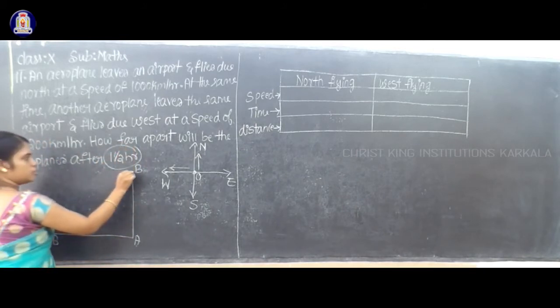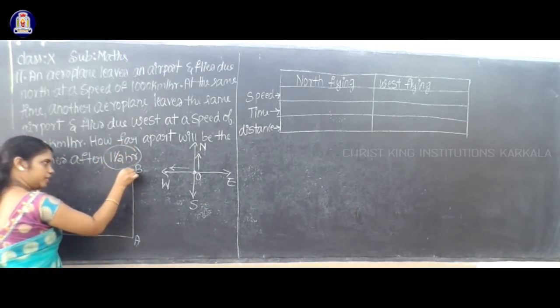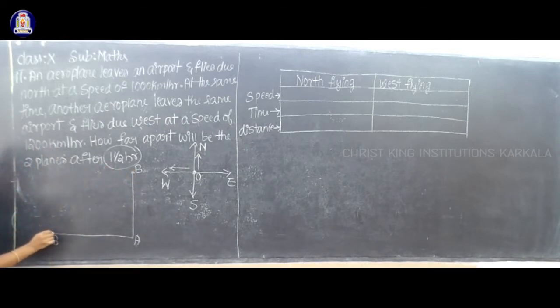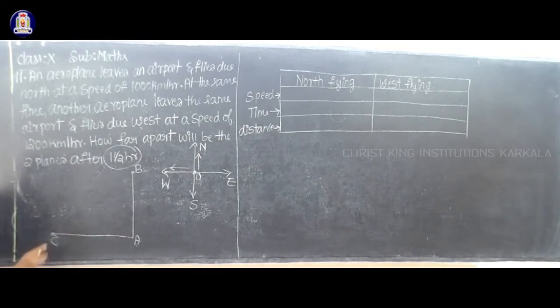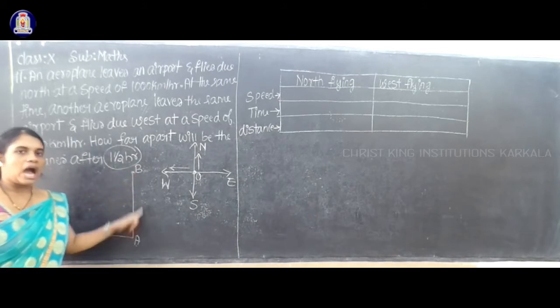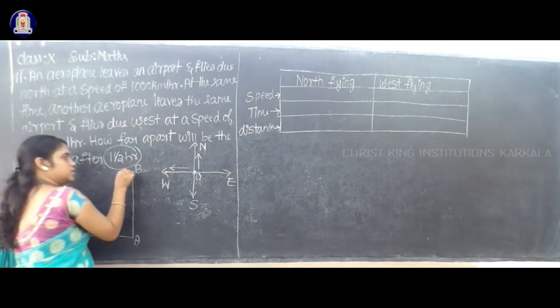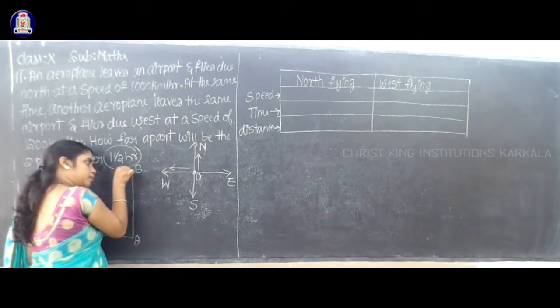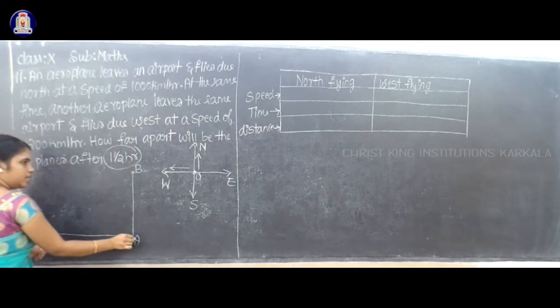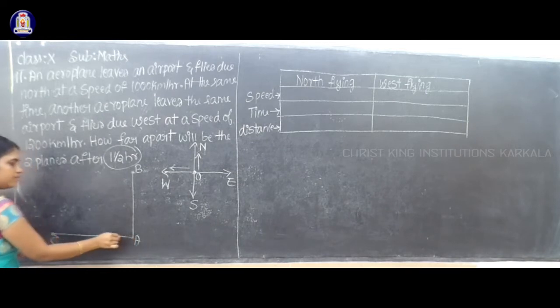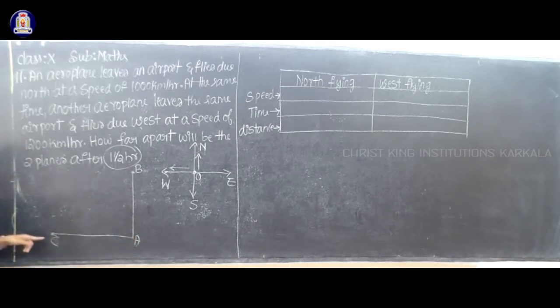Okay, so suppose the first aeroplane is at a point B and the second aeroplane is at a point represented by C. Suppose after 1.5 hours the first aeroplane will reach the point B, I will consider, and again after 1.5 hours the second aeroplane will reach the point C, I will consider.